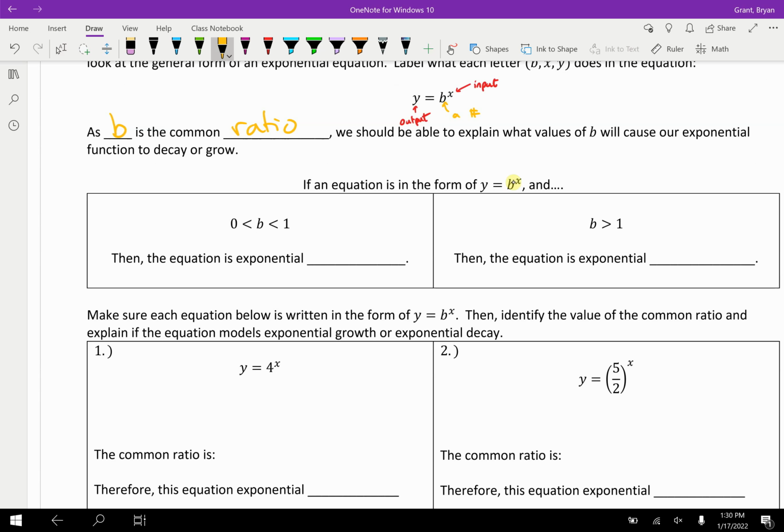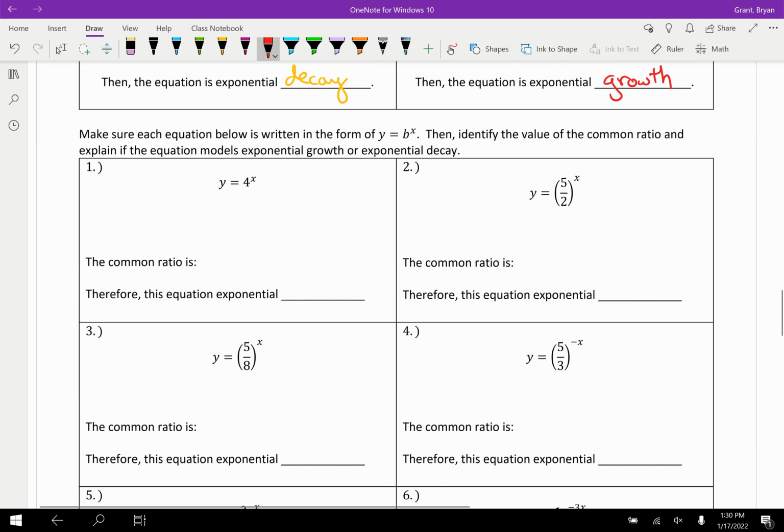If b, and I'm just going to draw an arrow over here, is a number between 0 and 1, what happens if you multiply by numbers between 0 and 1, like 1/2? Well, that's going to cause exponential decay. However, if b is a number larger than 1, like 2 or 10 or 1,000,000, and you multiply by 2 or 10 or 1,000,000, then that is going to cause our outputs to get larger, and so we say that's exponential growth.